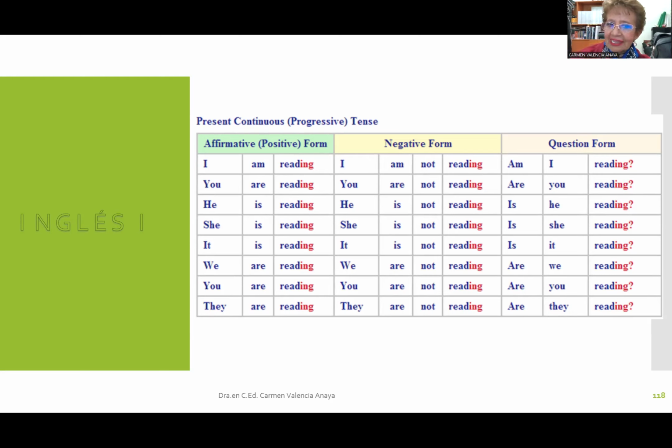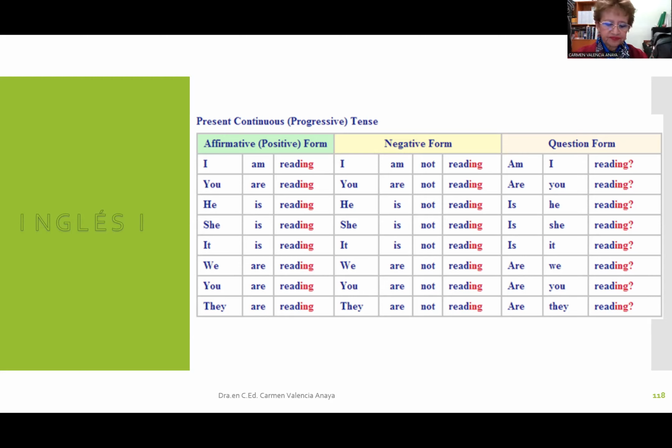For example, he is reading, she is reading, it is reading. Okay? And then when we finish using the personal pronoun and the verb to be, I'm going to use the simple form of the verb, read, to which I'm going to add ing. Okay? What about the negative form?